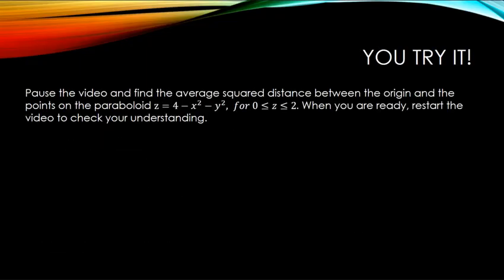Pause the video and find the average squared distance between the origin and the points on the paraboloid given by the equation z is equal to 4 minus x squared minus y squared, where 0 is less than or equal to z, which is less than or equal to 2. When you're ready, restart the video to check your understanding.